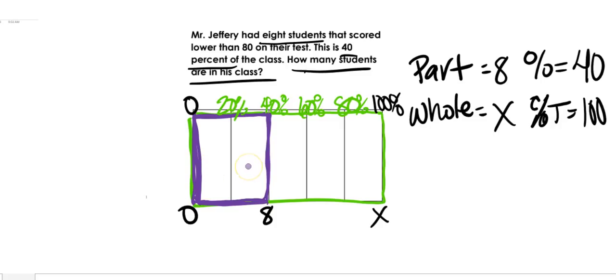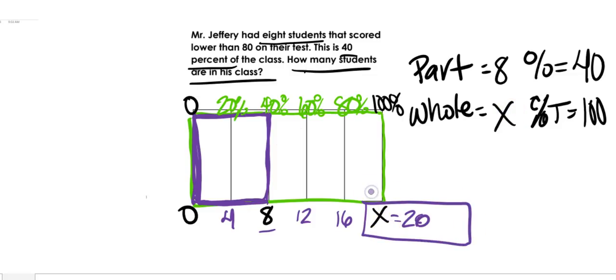1, 2. So here's what we do. We take this 8 and we divide it by 2. 8 divided by 2 is 4. So we are counting the bottom by 4s. So we have 4, 8, 12, 16, and then 16 plus 4 is 20. So we're looking for our whole, which is our x. We just found our x.